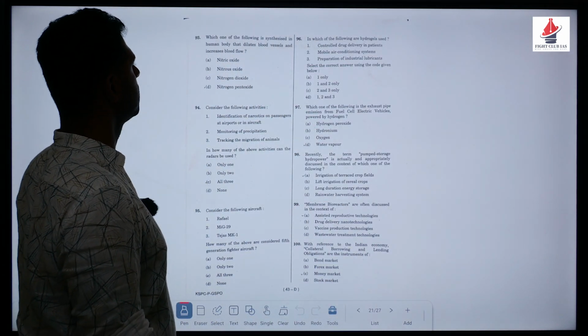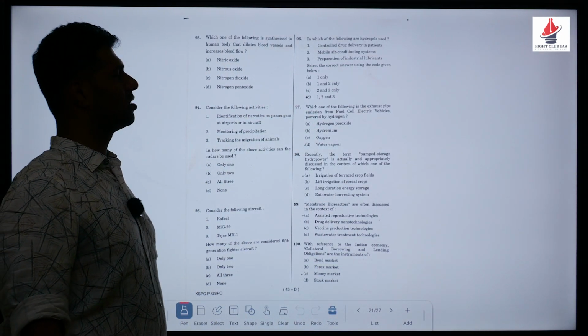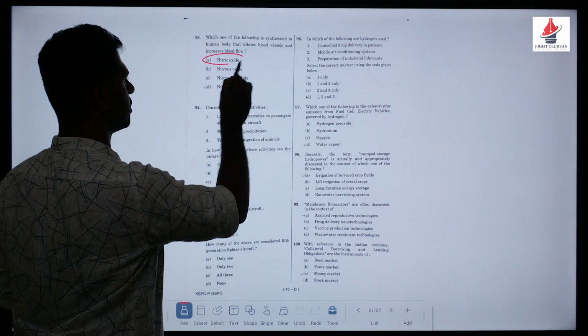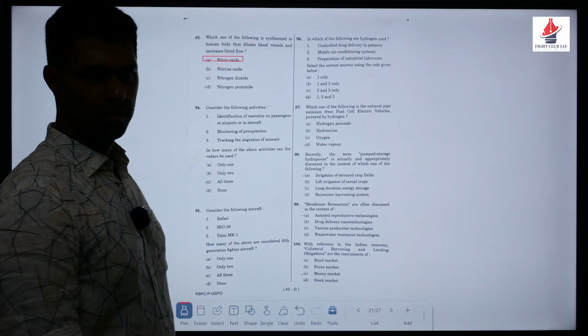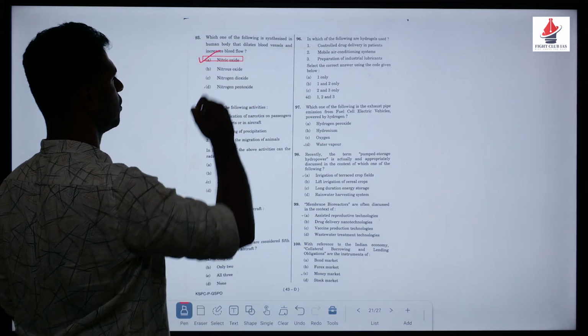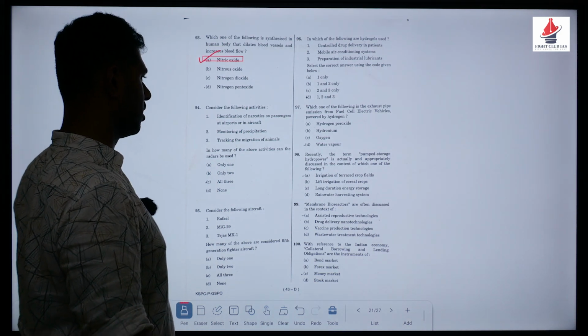Which one of the following is synthesized in human body that dilates blood vessels and increases blood flow? This is nitric oxide actually. Right? A direct question asked by UPSC. This is nitric oxide which dilates blood vessels and increases blood flow.